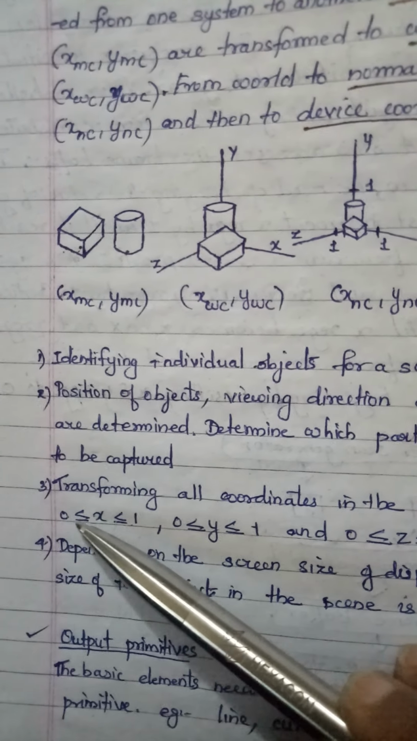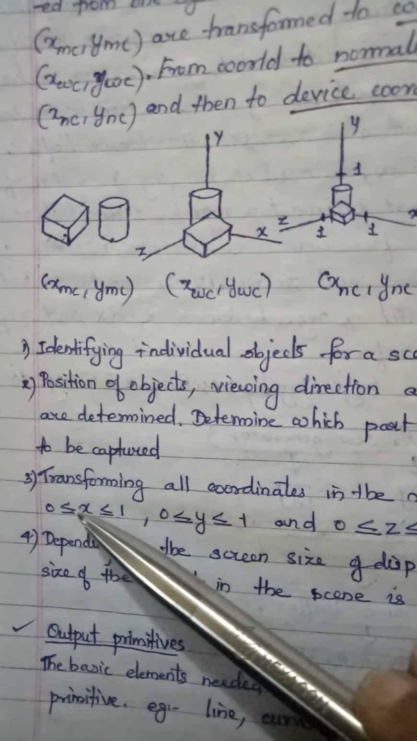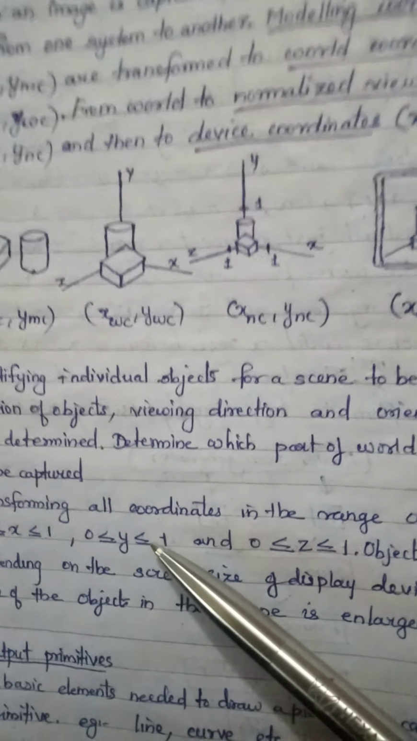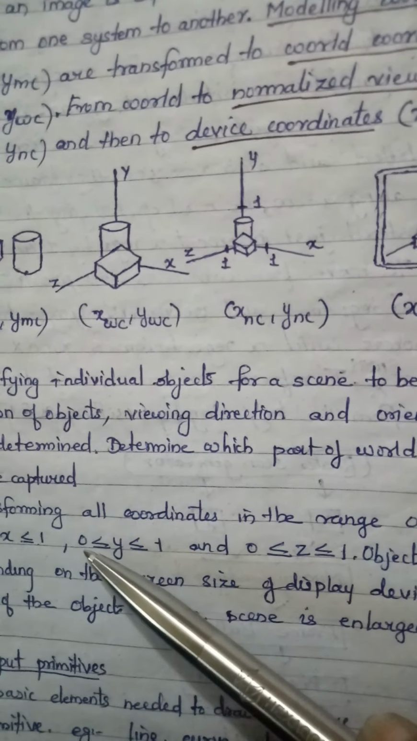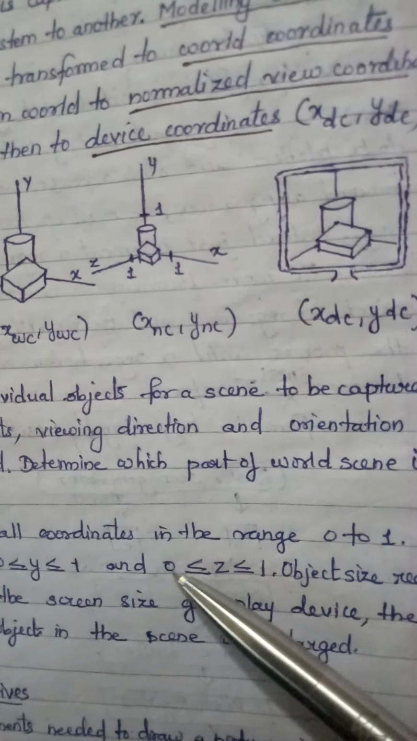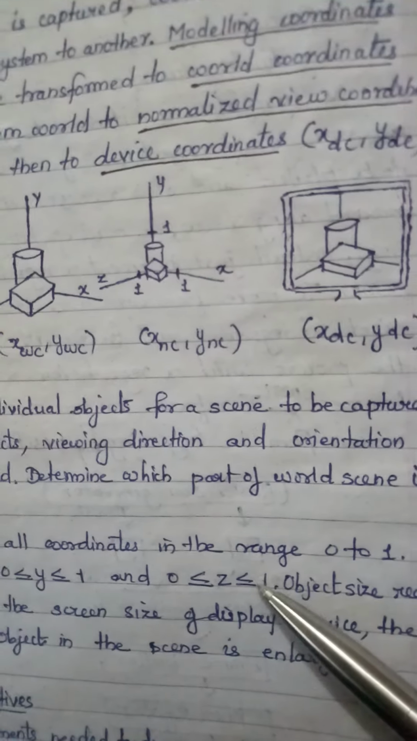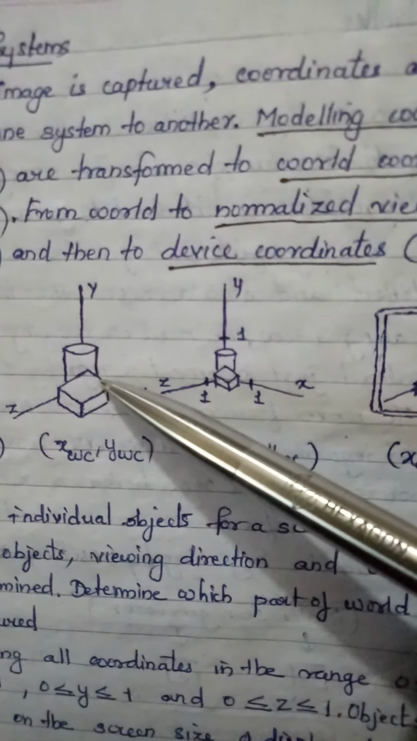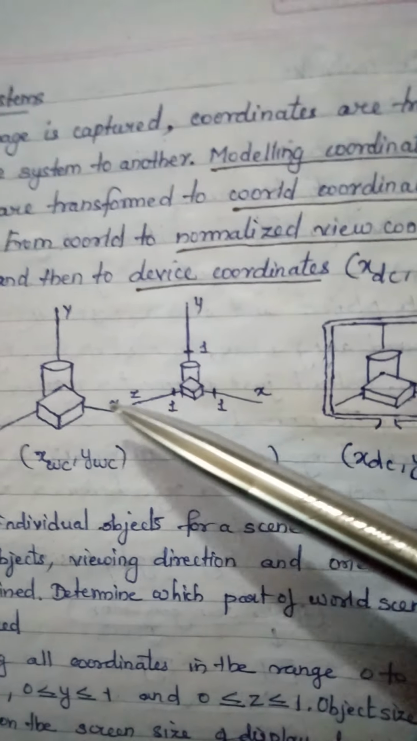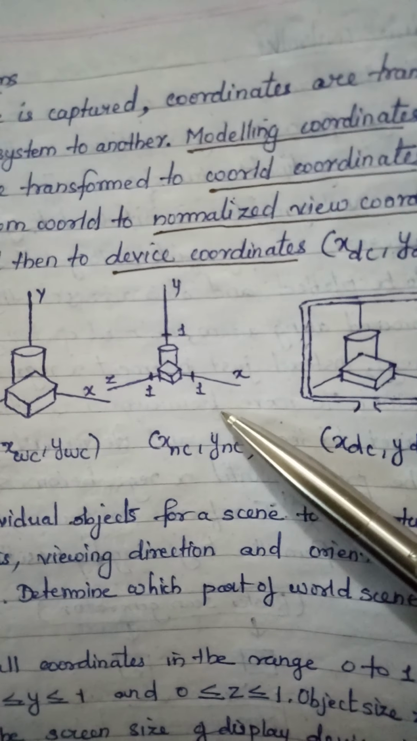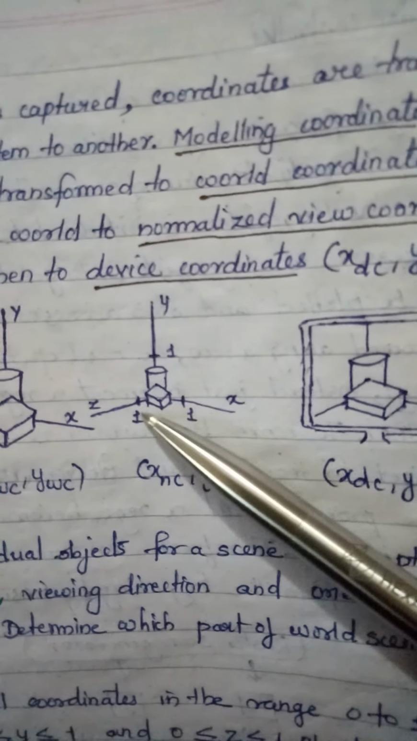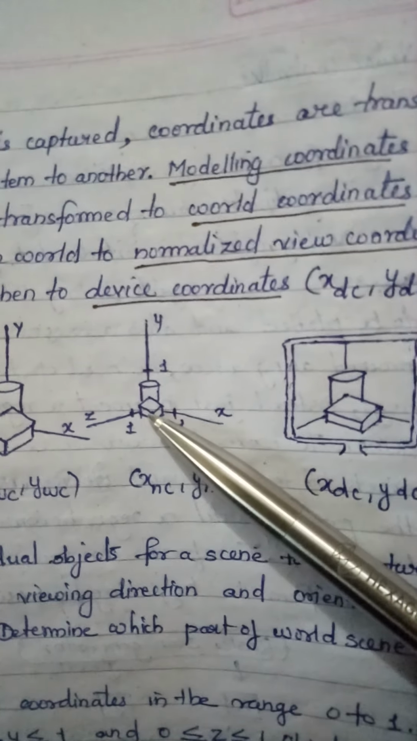That means x will be represented in the range 0 to 1. That is, the minimum value of x is 0 and the maximum value of x is 1. Similarly, the y dimension will also be represented in the range 0 to 1, and the z dimension will also be represented in the range 0 to 1. That means the actual size of the objects or the scene will be reduced. The picture is reduced to a very small size, that is, the size of a small unit cube.